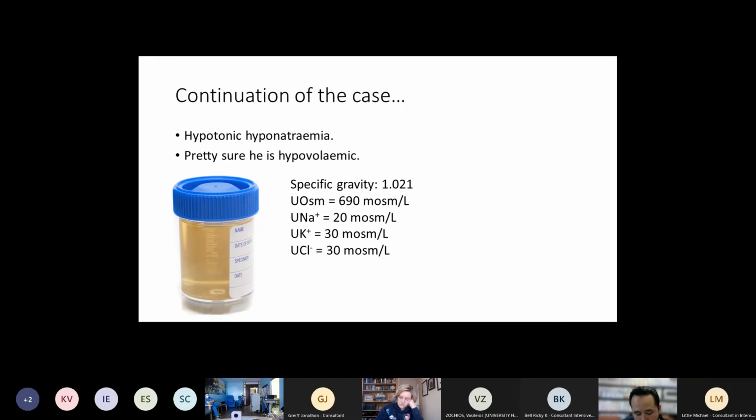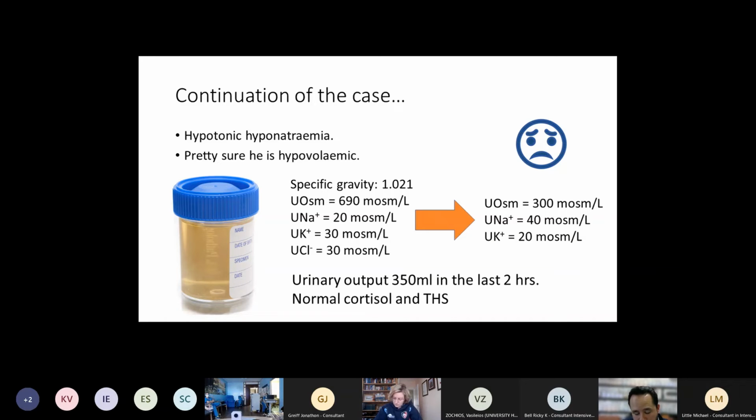We checked his urine upon admission. His urine osmolality was concentrated, 690. The urine sodium was low, 20. So clearly the patient was producing concentrated urine. Despite the fluid, the patient has only passed 350 milliliters of urine in the past 2 hours. And despite the fluid that we've given, the urine osmolality remains a bit high. The patient still presents low amounts of sodium in the urine.